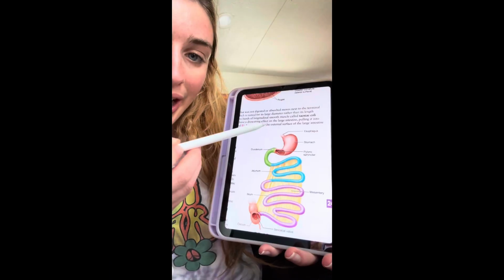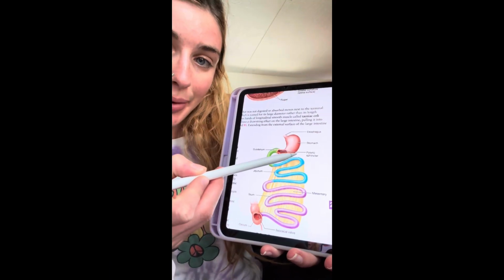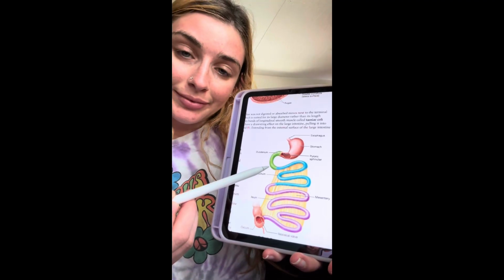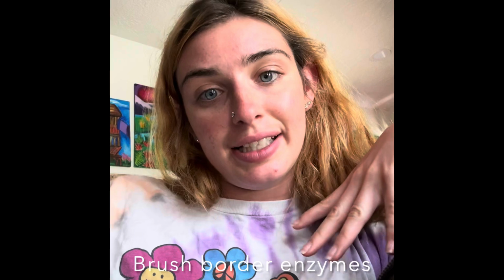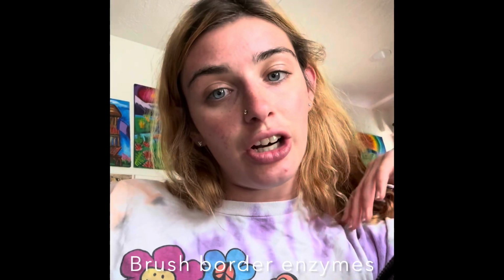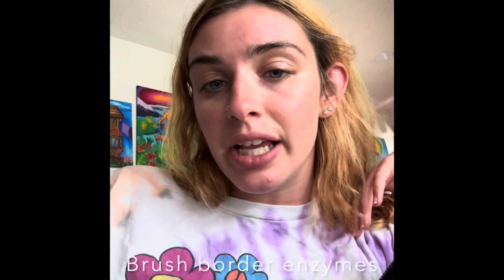The next process of digestion is still occurring in the small intestines, but now in the ileum and the jejunum. Here we have our esophagus, our stomach, our duodenum, our jejunum, and our ileum is the purple. As the food mixture moves through the small intestine, the final process of digestion is going to occur in the intestinal lining using brush border enzymes.